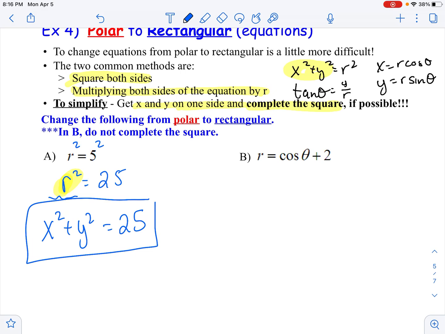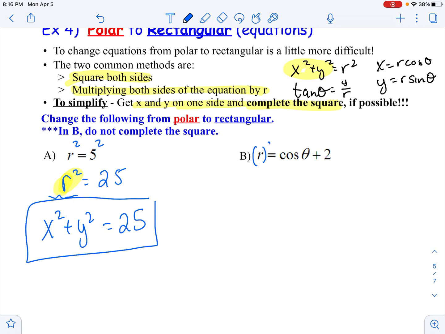All right, so this next one, I could either square both sides or I could multiply both sides by r. One of the things here is if I were to square both sides, I get r squared, and I would have to FOIL out that cosine plus 2. That really wouldn't help me because I don't have an r cosine theta, I don't have an r sine theta, and I don't have an r, well, I do have the r squared, so that would help a little bit there. But let's see what happens if I multiply both sides by r.